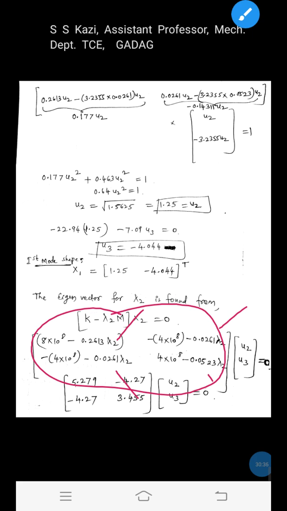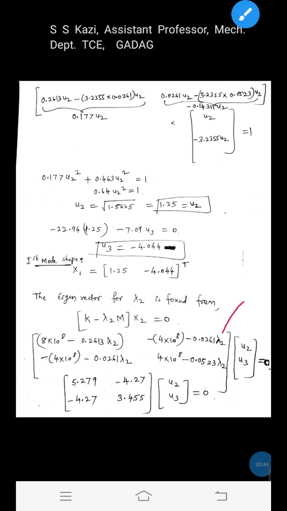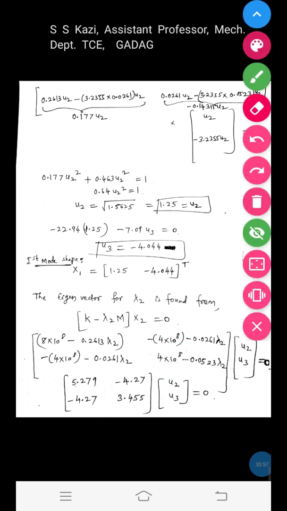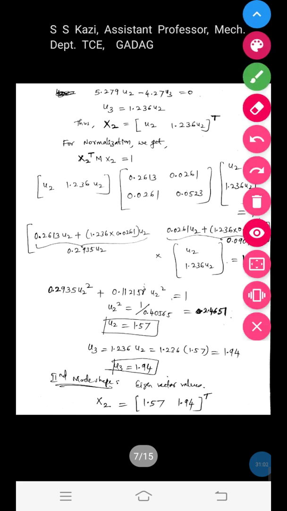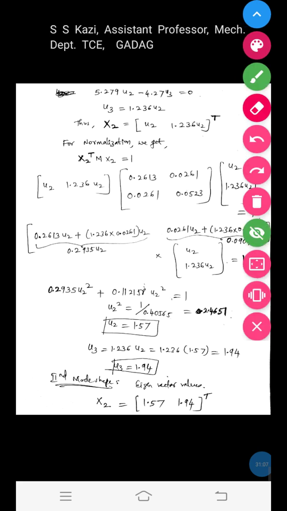The same procedure you follow. Just substitute the lambda 2 value 10.4 into 10 raised to 8, and you will get these 4 terms. After solving, you will get the 4 terms as 5.279, minus 4.27, minus 4.27, 3.455, multiplied by u2, u3, is equal to 0. Follow the same procedure as we have seen in the first eigenvector for lambda 1, and solving, we will refer to the first equation here.